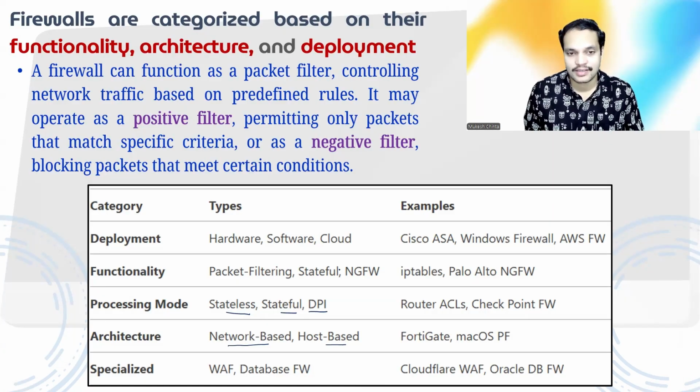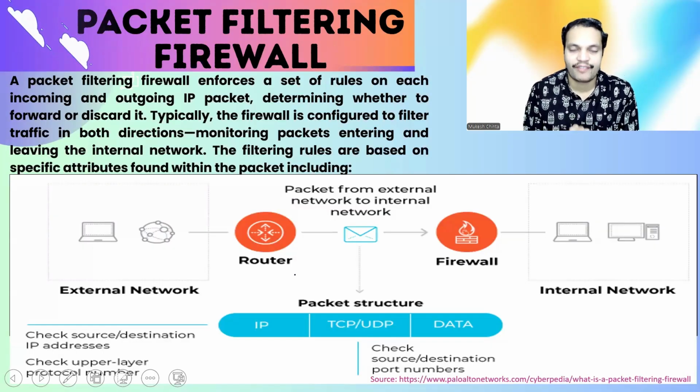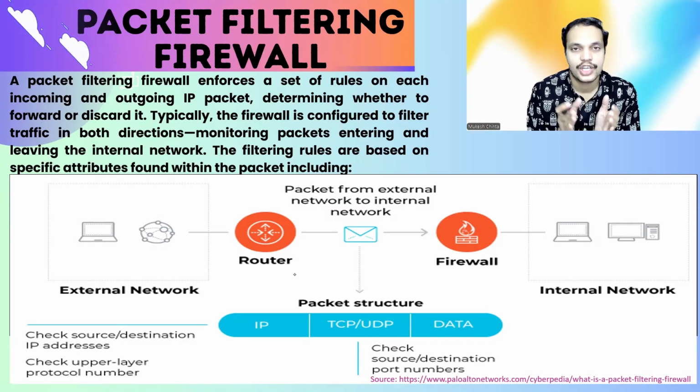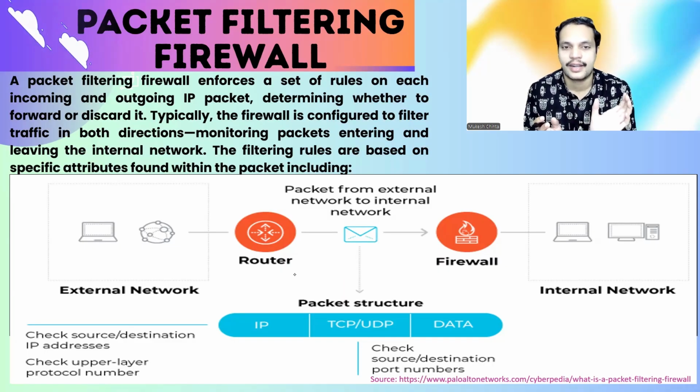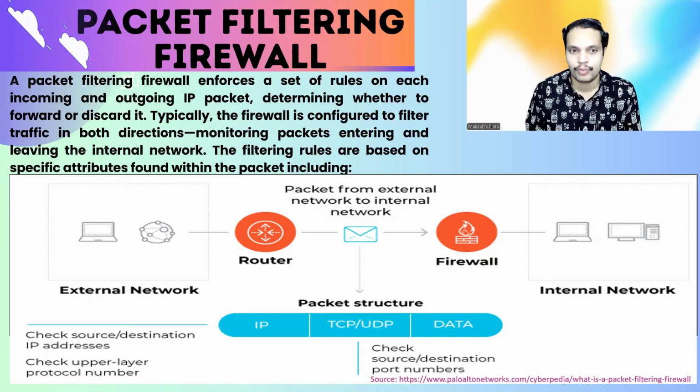So the first one, let us discuss something which is most common. We call it a packet filtering firewall. A packet filtering firewall enforces a set of rules on each incoming and outgoing IP packet, determining whether to forward it or discard it. Typically, the firewall is configured to filter traffic in both directions. You know that network traffic is sent through packets, and each packet contains many headers like the IP header, TCP header, etc. A packet filtering firewall, as the name itself suggests, filters the packets based on the information present in the headers. It can monitor the traffic in both directions, allowing certain packets which meet the criteria and discarding others based on the criteria.